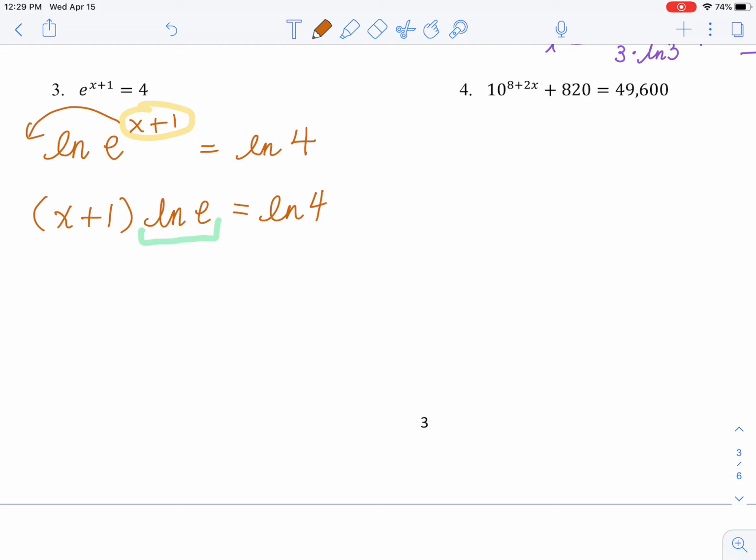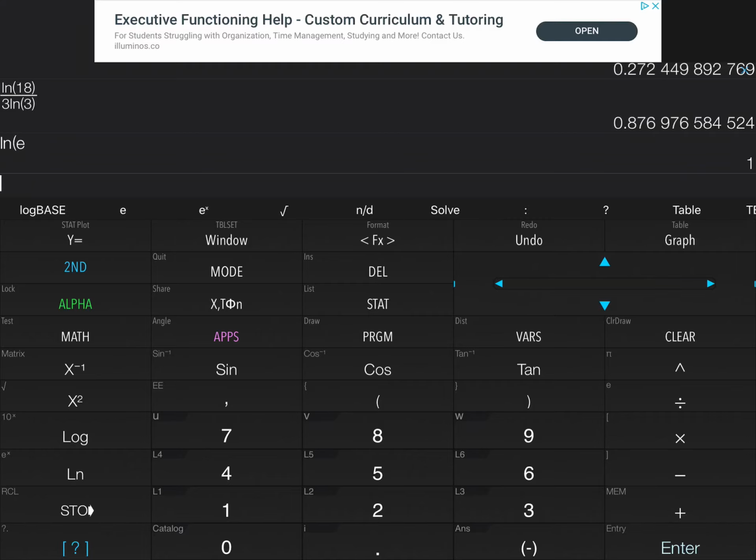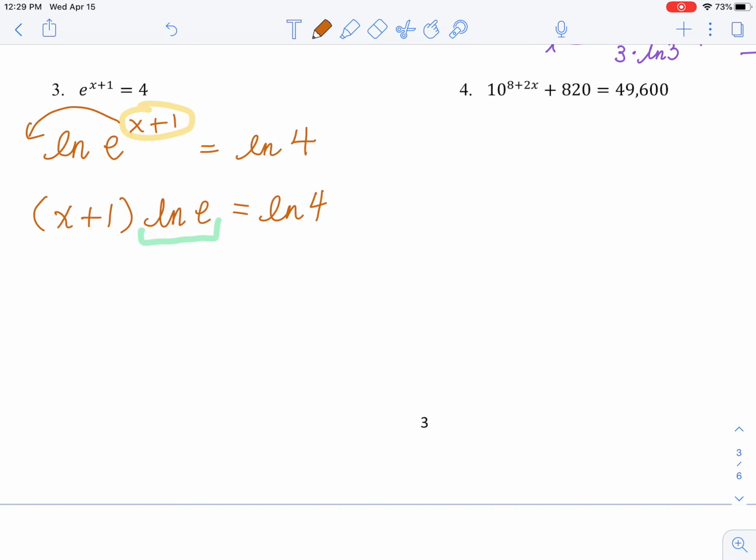I want you to type something in your calculator. If you remember one of the log properties, what is natural log of e? Natural log of e is simply 1. That just cancels out this part because this is just 1. So I don't even need the parentheses anymore: x plus 1 equals natural log of 4. If I want x by itself, I've got my answer: x equals natural log of 4 minus 1.